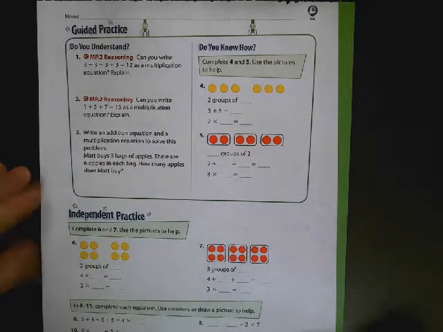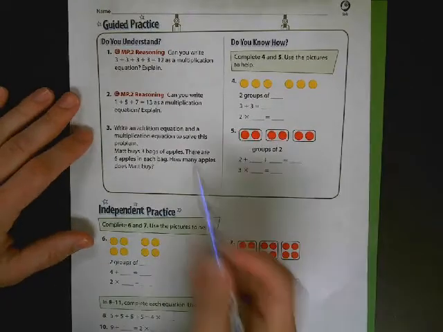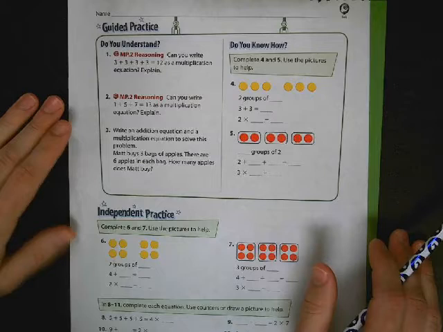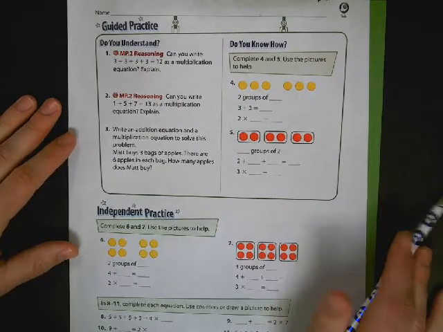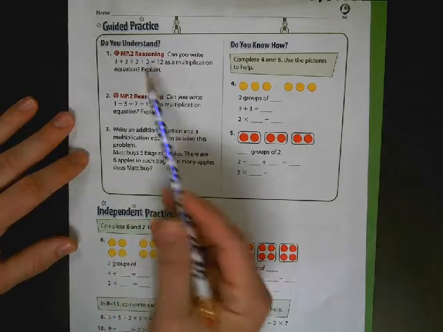This is Step Up to Third Grade Lesson 1, which is 923, 924. It's focused on multiplication, understanding that multiplication is actually just repeated addition. This is some of that reasoning.